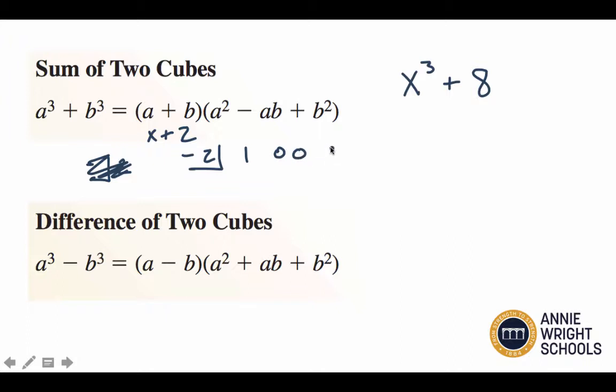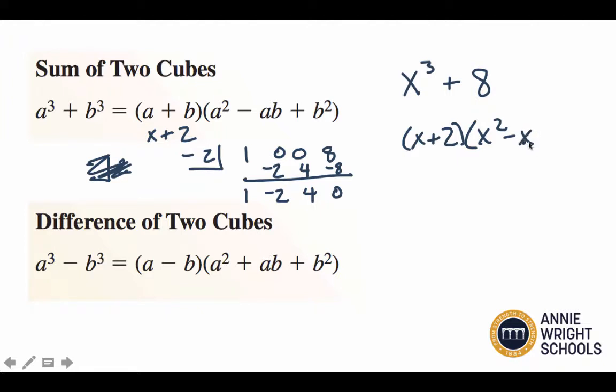Write the coefficients of the cubic polynomial. 1, drop the 1, multiply by negative 2, add, get negative 2, multiply by negative 2, get positive 4, add, get 4, multiply by negative 2, get negative 8, get 0. And then you can say, oh, this factors to x plus 2 times x squared minus 2x plus 4. It is worth pointing out that this internal quadratic here does not factor.